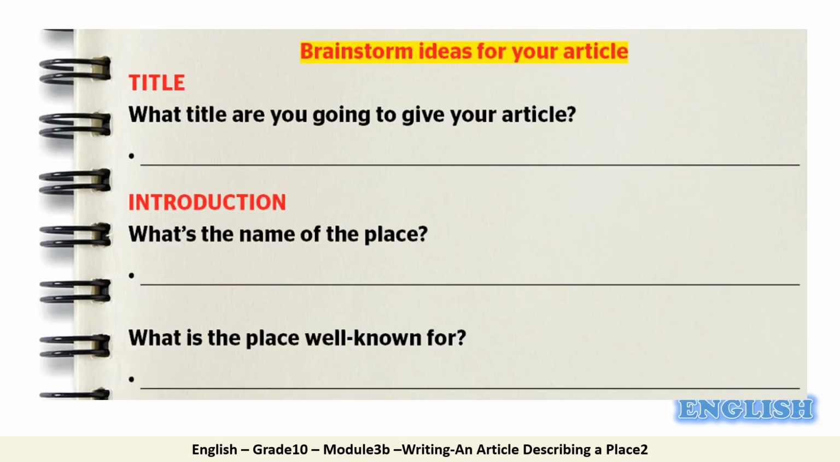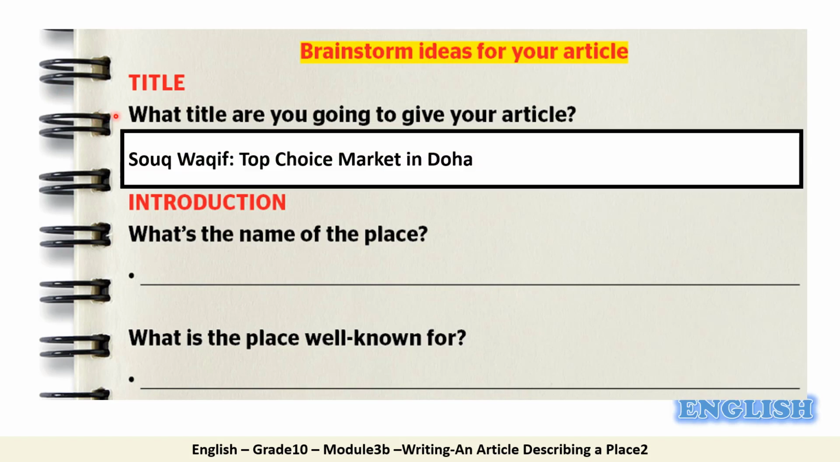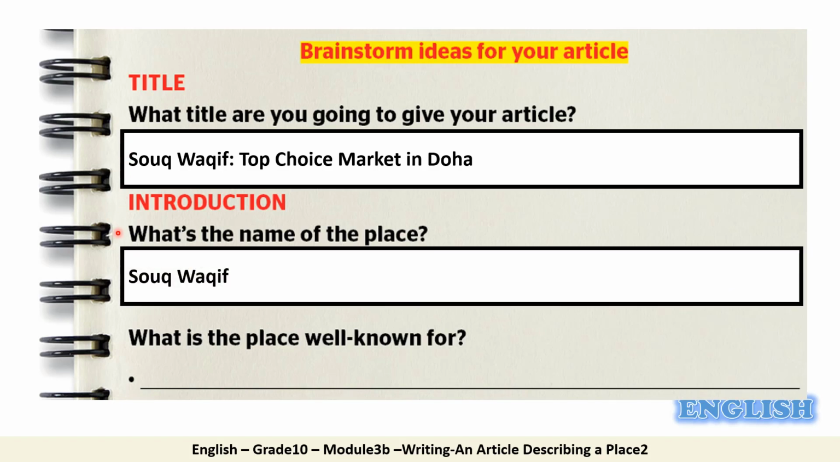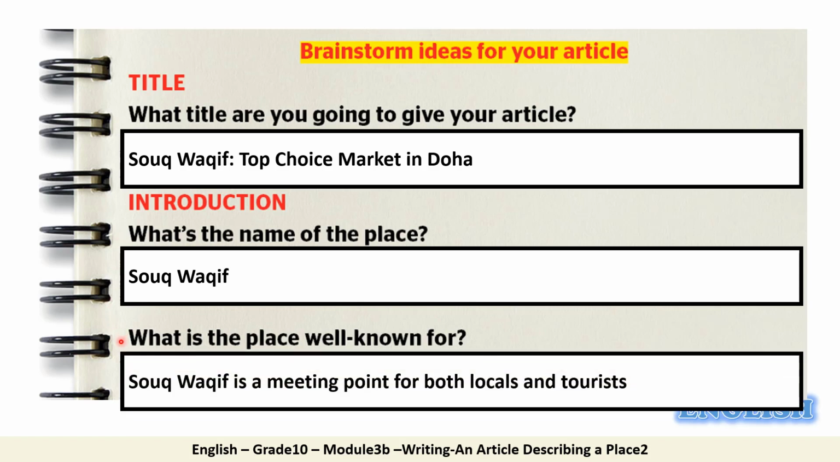Let's share answers and see what ideas you have brainstormed for your article. So what title are you going to give your article? Very good, yes. It could be "Souq Waqif: Top Choice Market in Doha." Now in the introduction, you're going to introduce the place, and it's obvious from the title that we are going to talk about Souq Waqif. And what is this place well known for? Very good. Souq Waqif is a meeting point for both locals and tourists.